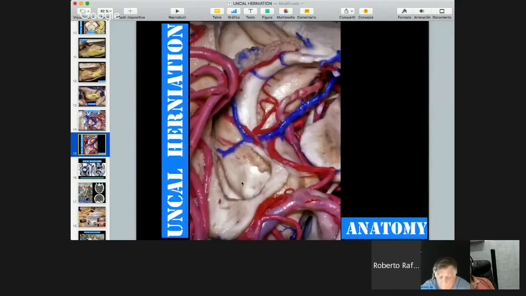This is the same. Here you can see the hippocampus, the amygdaloid area, the fimbria here, and the inner area of the temporal lobe here. Posterior cerebral artery, middle cerebral artery, anterior choroidal artery here. This is the fimbria, the choroid plexus here. It is an area with very rich vascularization.